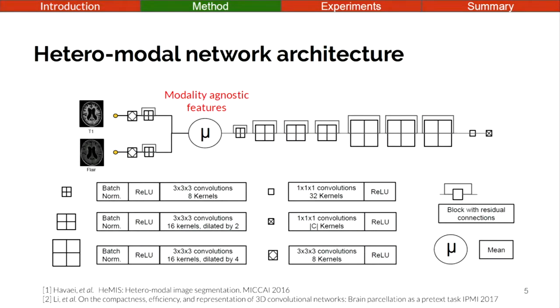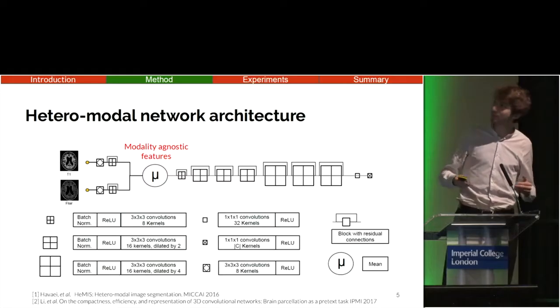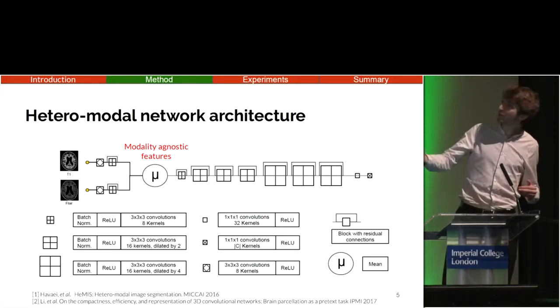Since we want to develop a unique joint model, and because we are dealing with datasets that are hetero-modal, we need a network architecture that allows for missing modalities. What we propose is a combination of HeMIS and iResNet, two state-of-the-art architectures. First, we extract features from each of the modalities independently. You can see here the features from the T1 scan, and here the features from the FLAIR scan. Then we average these two feature maps.